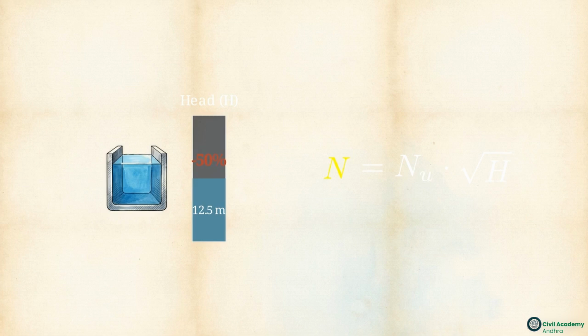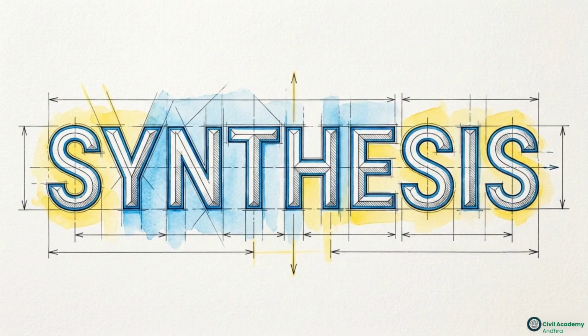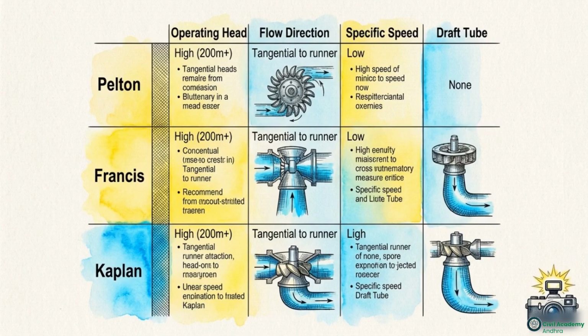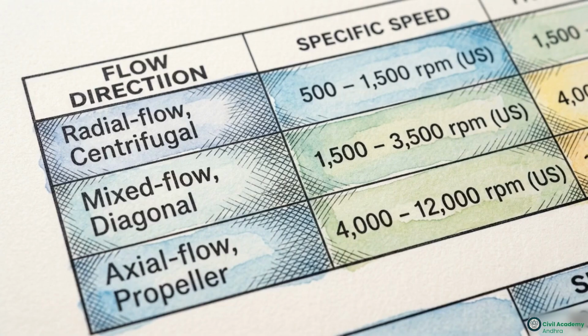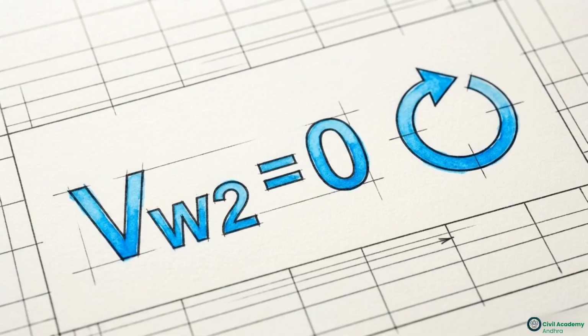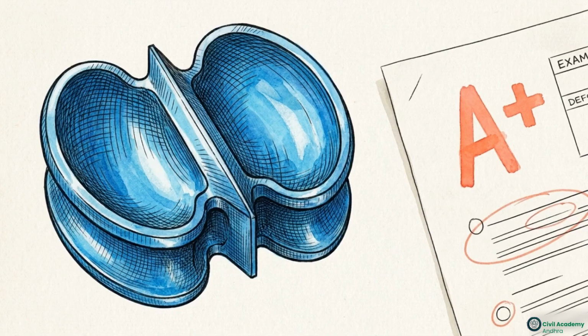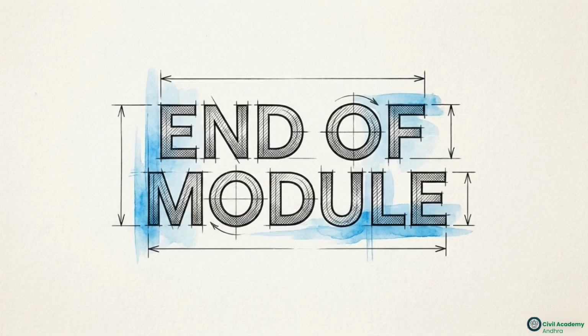To synthesize all of this, here is your capstone matrix. This table maps out every turbine against its operating head, flow direction, specific speed, and draft tube requirements. Take a screenshot of this layout now. Internalizing the data on that single matrix and remembering to check for the purely radial discharge condition will secure your marks in the hydraulic machinery section of the APPSC AEE exam. Keep practicing those problem sets, and we'll see you in the next module.